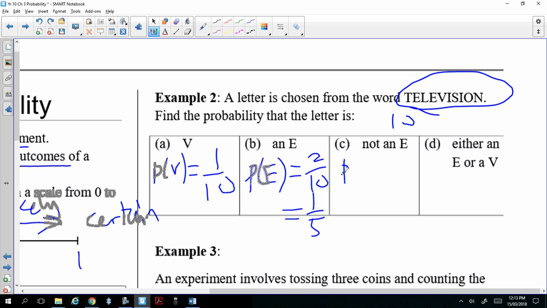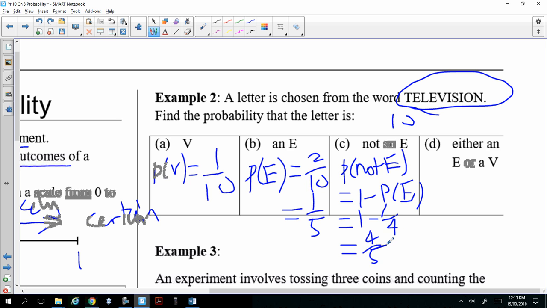Not an E. Well, to get not E, you can use the complementary. 1 minus P(E), which is 1 minus 1/5, which is 4/5. So you can use this formula: probability of not E is 1 minus probability of E. Okay, that will be very useful. Oh, sorry. Thank you. Nicely spotted. Okay. All right, so we're going to move on. Either an E or a V. So how many E or V are there? 3. Very good. Right, so it's a revision, so you don't have to do 3A today because it's very easy.